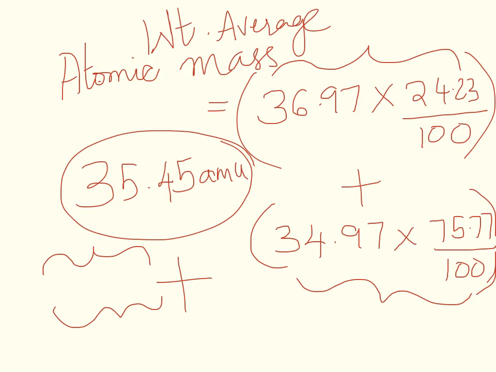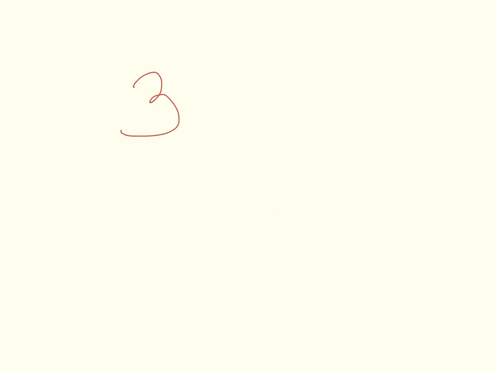So this is how we calculate the atomic mass, and this is the mass of one atom. So the atomic mass of chlorine is 35.45 AMU. What do you mean by that?